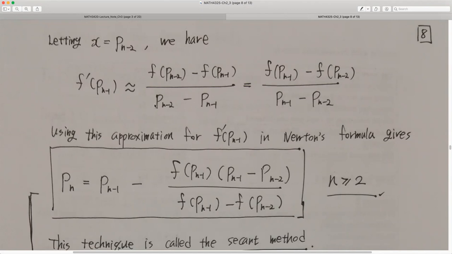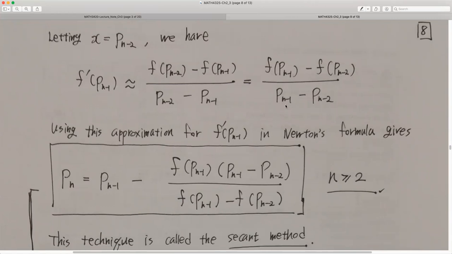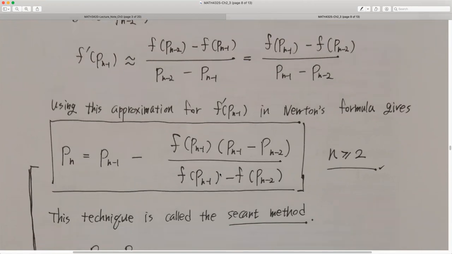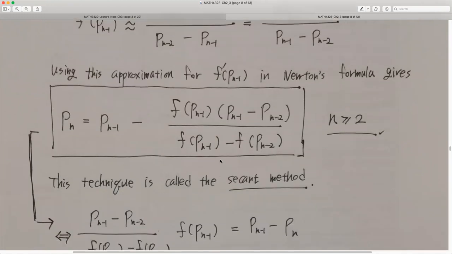Then we just rewrite that fraction like this. It's not a big deal, right? Now we plug this into the bottom of Newton's formula. In Newton's formula, we replace f prime by that fraction and then simplify, and you're going to get this. Now the key is that n minus 2 is involved, so n must be greater than or equal to 2. It means that you need two initial approximations.